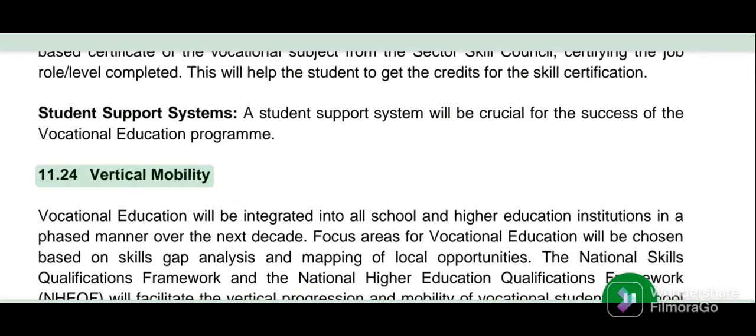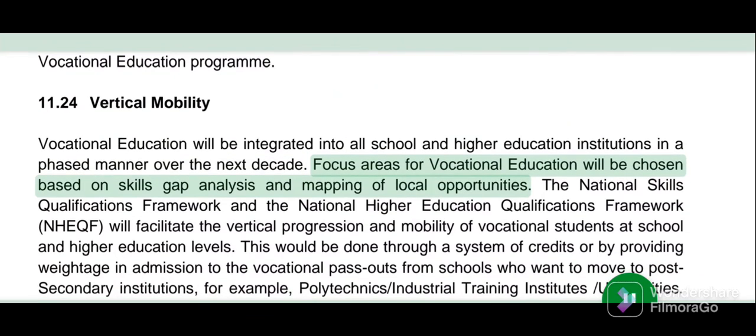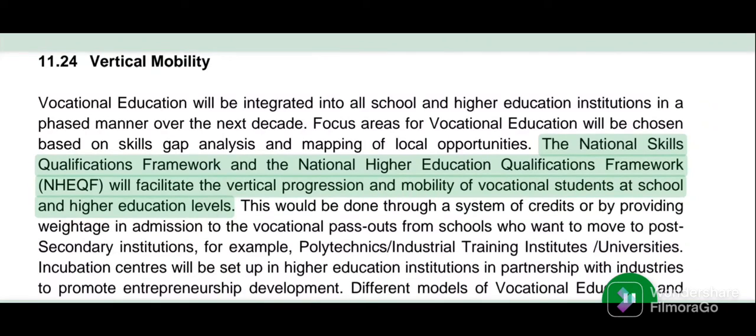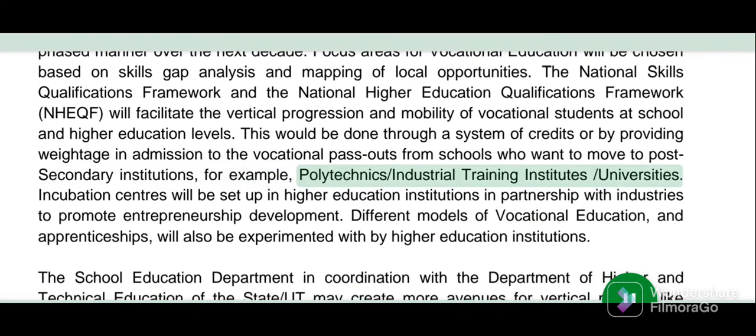11.24 Vertical Mobility. Vocational education will be integrated into all school and higher education institutions in a phased manner over the next decade. Focus areas for vocational education will be chosen based on skills gap analysis and mapping of local opportunities. The National Skills Qualifications Framework and the National Higher Education Qualifications Framework (NHEQF) will facilitate the vertical progression and mobility of vocational students at school and higher education levels. This would be done through a system of credits or by providing weightage in admission to the vocational pass-outs from schools who want to move to post-secondary institutions, for example, polytechnics, industrial training institutes, universities.